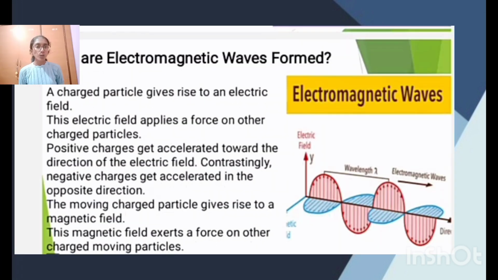Now let us discuss how electromagnetic waves are formed. A charged particle gives rise to an electric field, and this electric field applies a force on the charged particle. A positive charge gets accelerated in the direction of the electric field, and constantly a negative charge gets accelerated in the opposite direction. The moving charged particle gives rise to a magnetic field, and this magnetic field exerts a force on other moving charged particles.